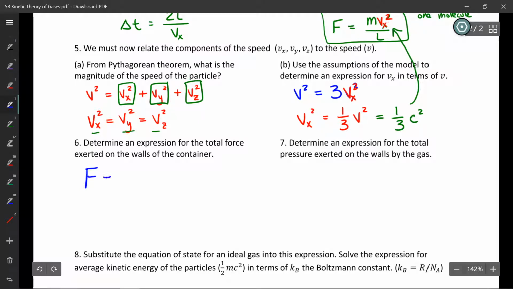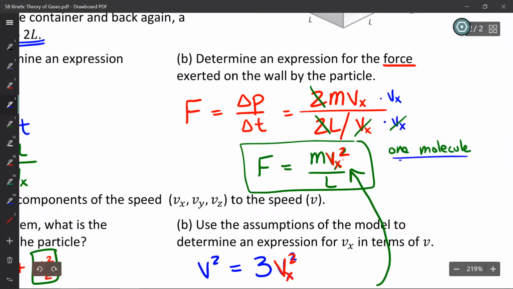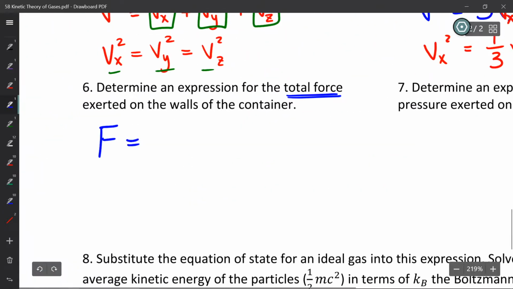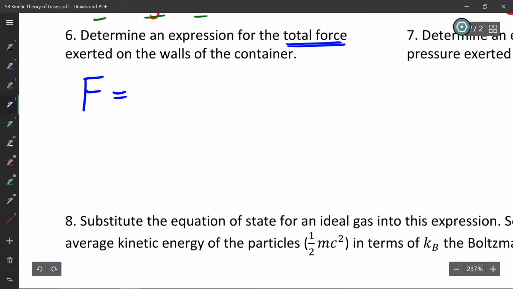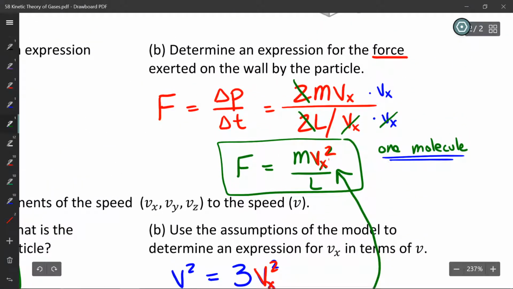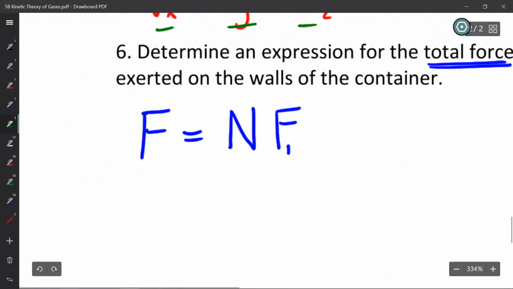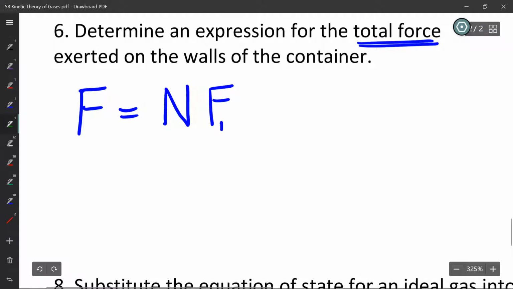Before we do that, though, we need to realize that we want the total force now. Remember, this is the force from one molecule. So it's logical to think that the total force will just be N times the force of one particle. I'll just put this as F sub 1, the force of the first particle. We'll realize that all the particles will exert the same force on the wall.